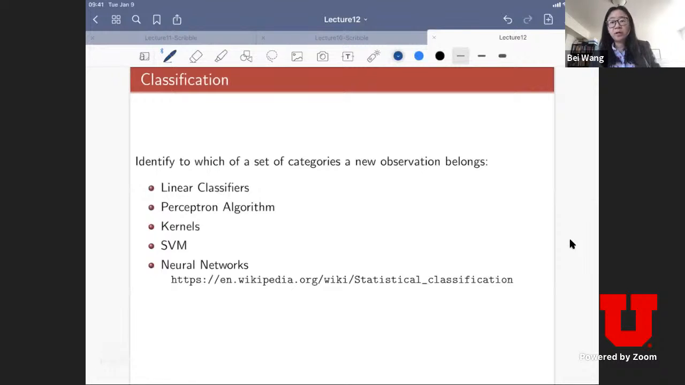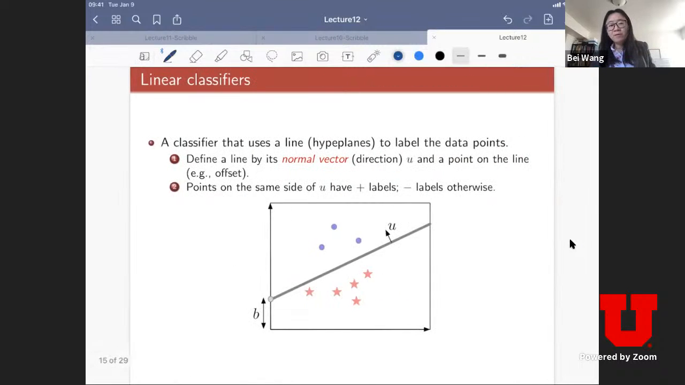So classification, there's a bunch of classification algorithms. It's essentially identifying which set of categories a new observation belongs to. So I have new test data coming in, and I want to assign a label to it. There's a bunch of classification algorithms, and I'm just giving a sample of it: linear classifier, perceptron, kernels, SVM, and neural network. There's a lot more. But one of the most interpretable machine learning models for a classification task is a linear classifier. And for the next few slides, I'm going to try to explain the linear classifier.